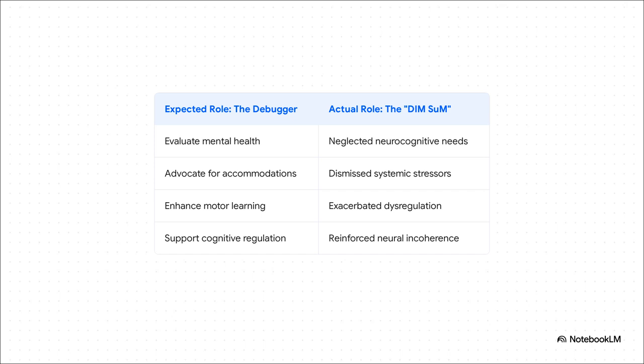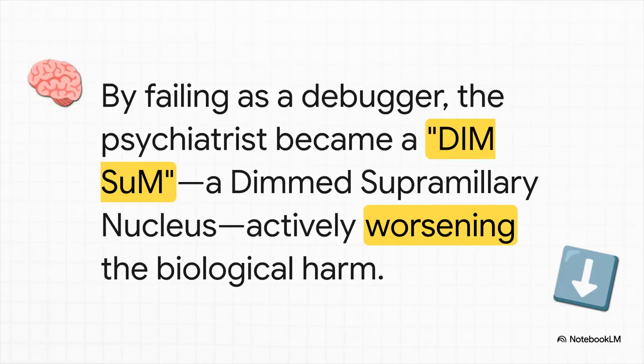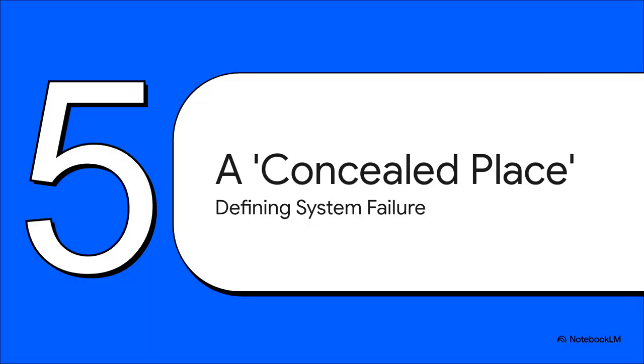They became, in his incredibly precise language, a dim sum. And that metaphor, man, it's just devastatingly precise, isn't it? The very person who was supposed to help became a living symbol of the part of the brain that was being damaged, a dimmed supramammillary nucleus. They weren't just useless. By failing so completely in their role, they actively became a force that was making the biological harm worse. So you've got this profound failure, right? Happening both deep inside, biologically, and on the outside, in the very system that's supposed to provide care.